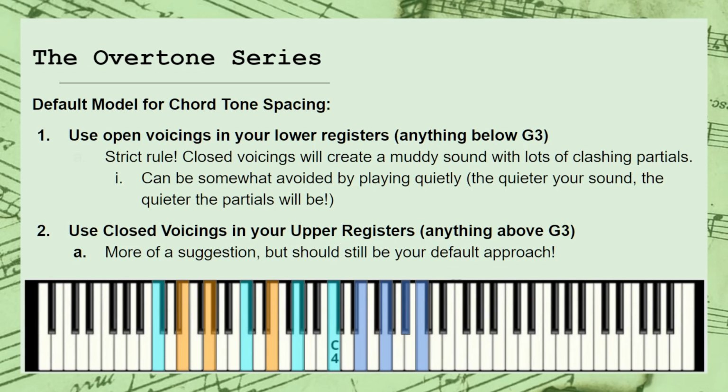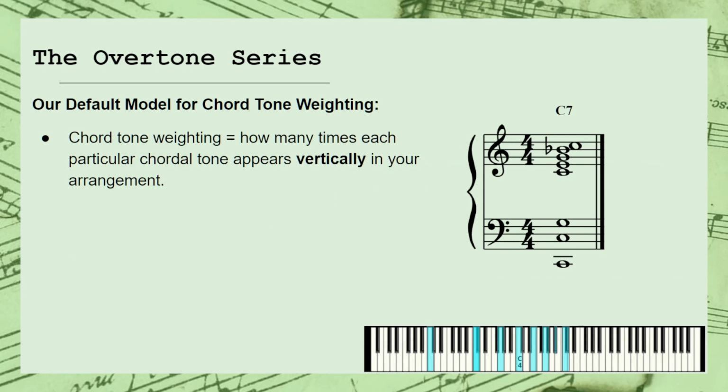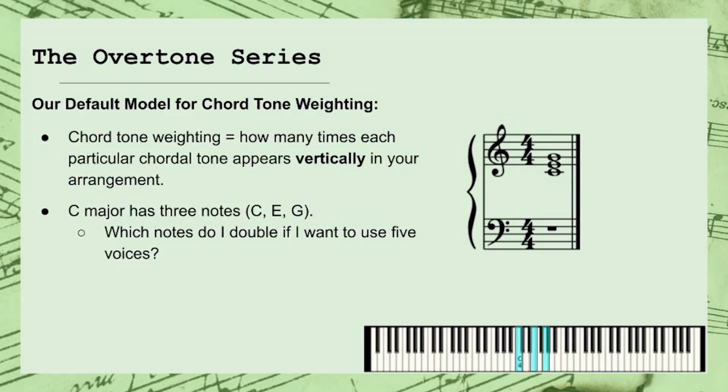ignore the first one. However, this isn't the only useful information we can find. We can also learn about the chord tone weighting. As a reminder, chord tone weighting has to do with how frequently each of the particular chordal tones appear vertically in your arrangement. In other words, a simple C major triad has 3 notes. But if you want to arrange it to be performed by a full string section, you have 5 voices to work with. So which notes should you double in octaves and which ones should you avoid doubling?